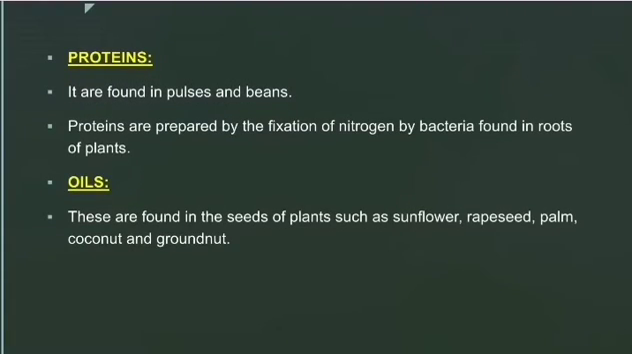Next we are going to study proteins. You can obtain proteins from plants as well. They are found in pulses and beans, and proteins are prepared by fixation of nitrogen by bacteria found in the roots of the plant. Those bacteria present in the roots of plants also fix nitrogen. So basically bacteria as well as plants both synthesize the organic compound which is protein. Next is oil. You can easily obtain oil from plants like sunflower, rapeseed, palm, coconut, groundnut.